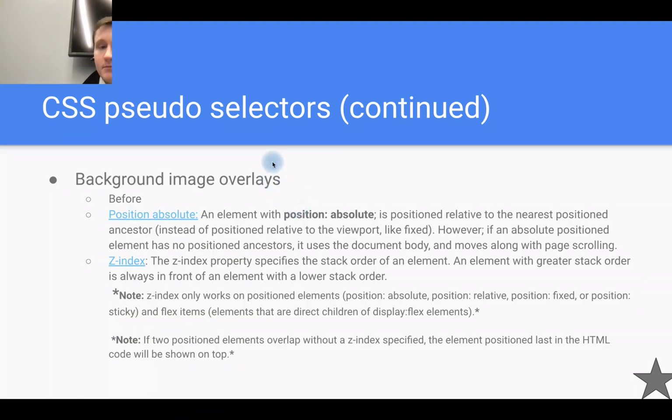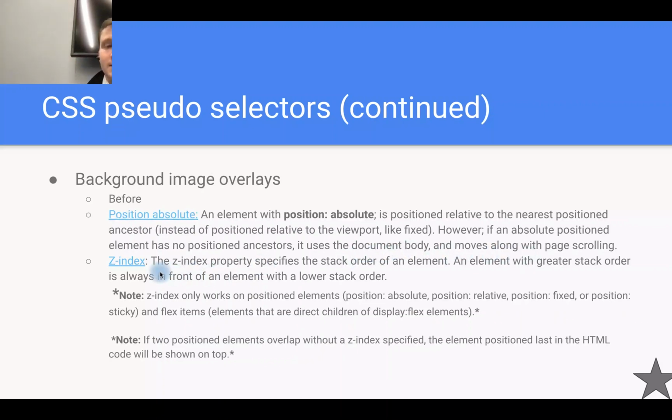And we discussed positioning, so the concept of absolute position versus relative. Absolute position is fixed, it stays there. Relative is relative to its position. So an absolute position element has no positioned ancestors. It uses the document body and moves along the page with scrolling.